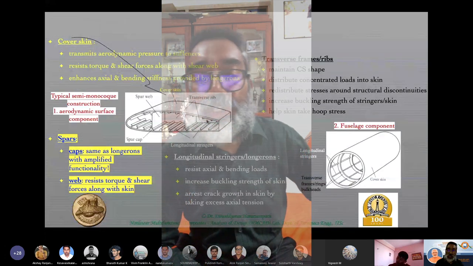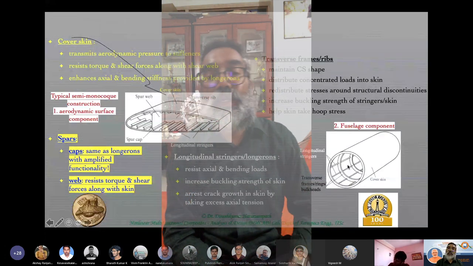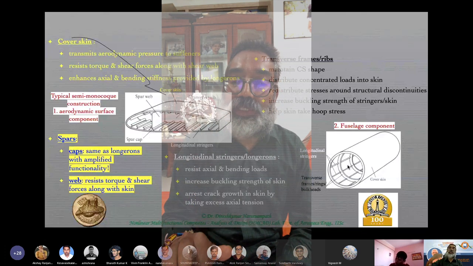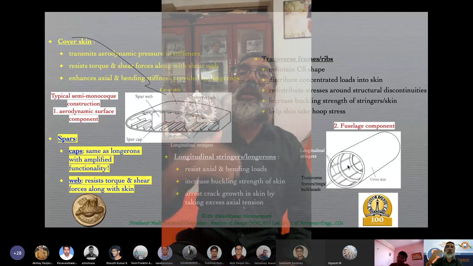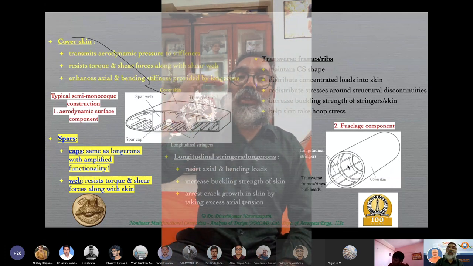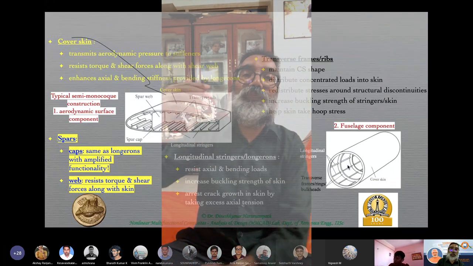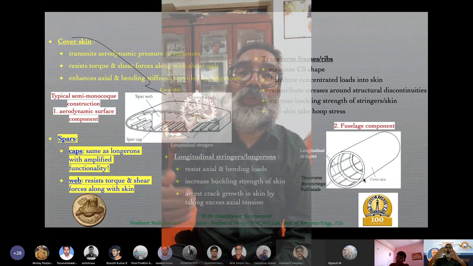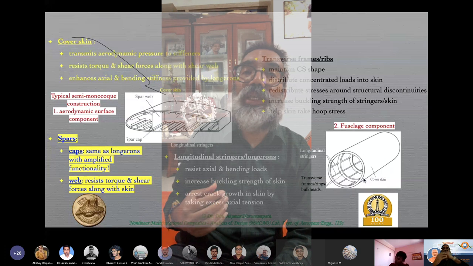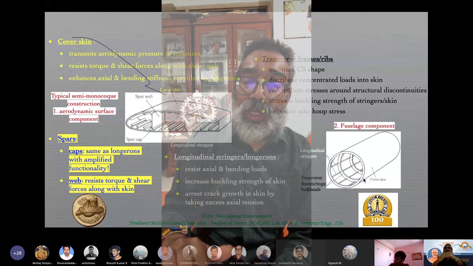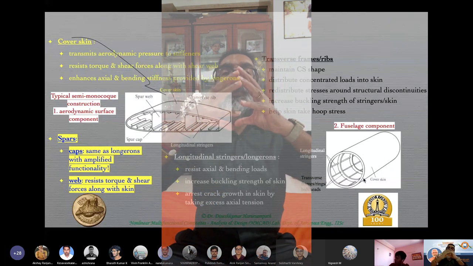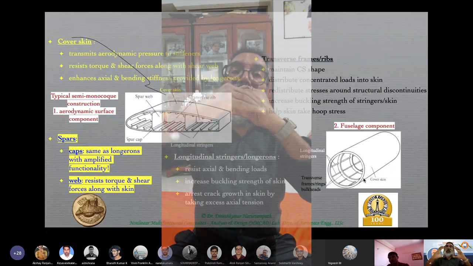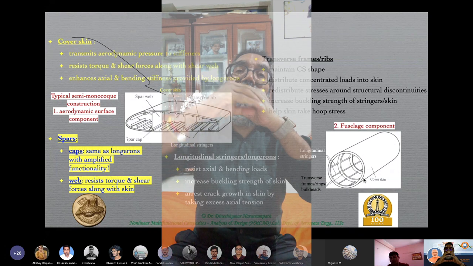Coming to the fifth function, it helps the skin in taking the hoop stress. Now, as I mentioned in the previous class, these aircraft are flying at higher altitudes, which are lower pressure, which is not amenable to passengers occupying it, for example. So you need to internally pressurize this. And when you internally pressurize this, that is going to create a hoop stress, which is basically the cross section having a stress along its walls.